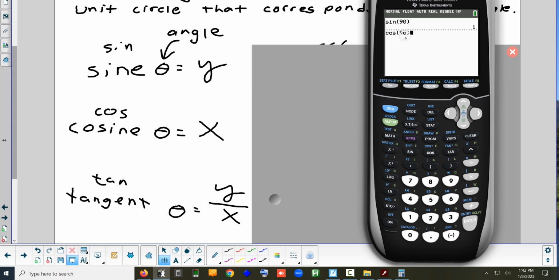So think of 90 degrees. Think about where it is. What was the x value for 90 degrees? Yep, 0. It was 0. That's why when I hit enter, I get 0. And the tangent, that's our first trig function that uses both. It uses y and it uses x, and you divide y over x.